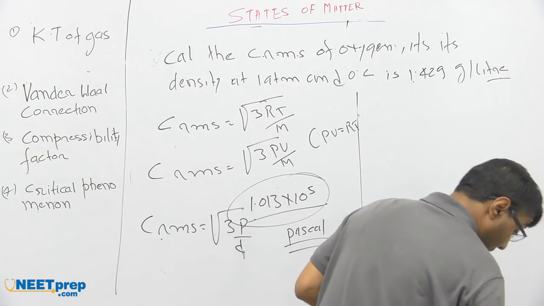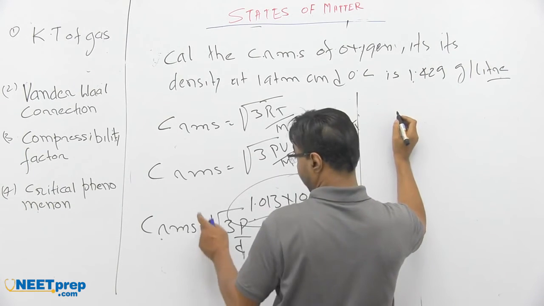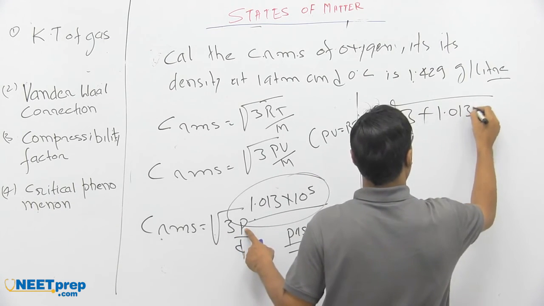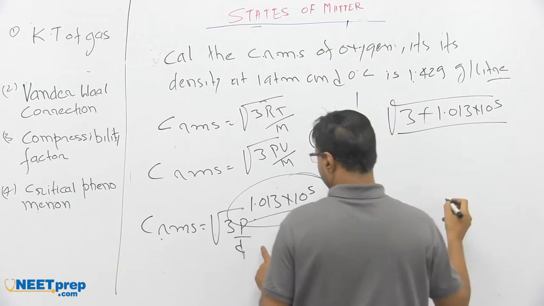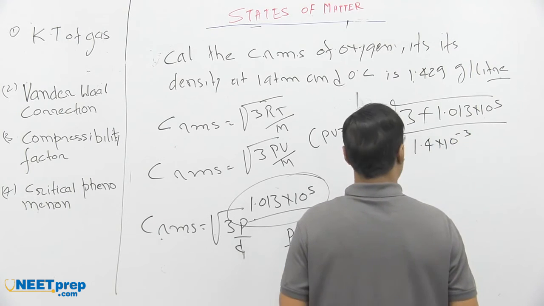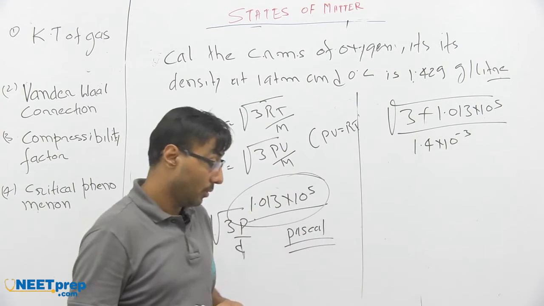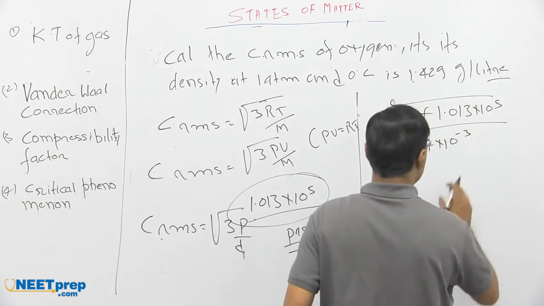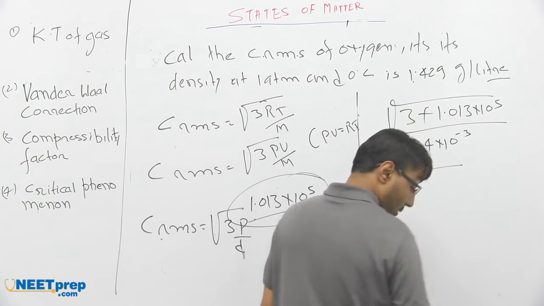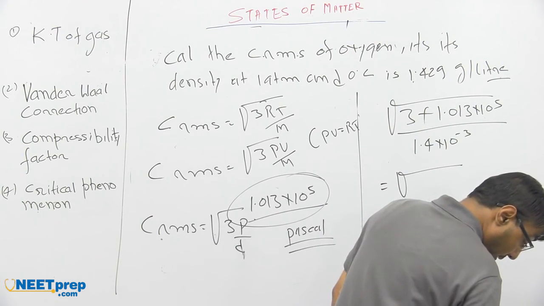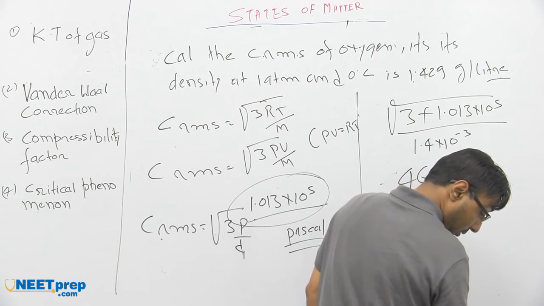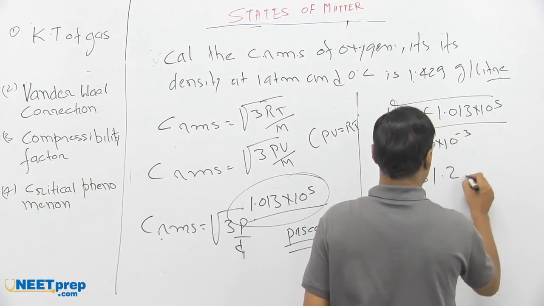Now we need to put the values. In place of P, it is 1.013 into 10 raised to power 5 divided by density. It is 1.4 into 10 raised to power minus 3. This minus 3 will go up. So finally, when we solve it, we are getting the answer 461.2 meter per second.